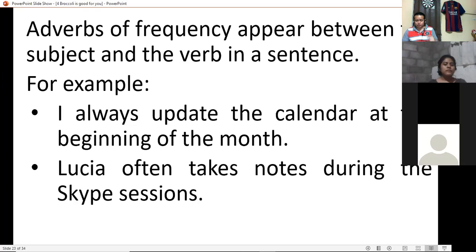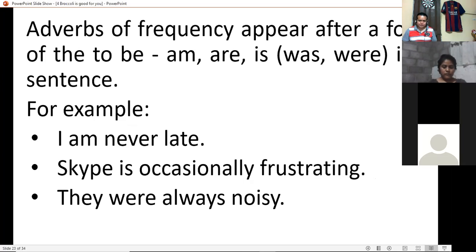Okay, you read this part. Adverbs of frequency appear between the subject and the verb in a sentence. For example, I always update the calendar at the beginning of the month. Lucia often takes notes during the Skype sessions. Good, very good. Okay, todos leyendo.